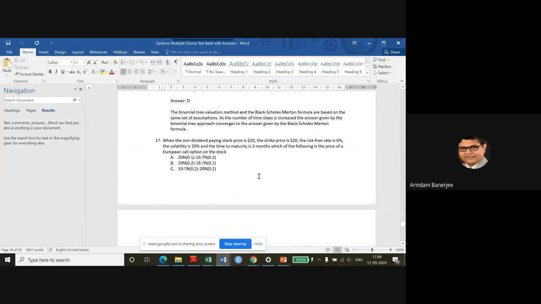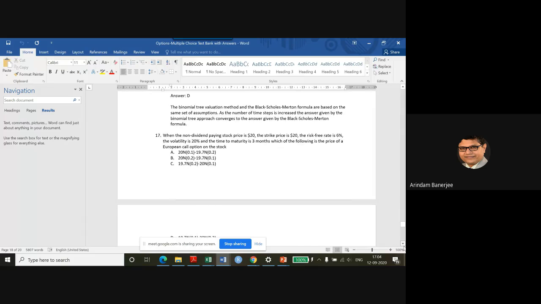This is question number 17. When the non-dividend paying stock price is $20, the strike price is 20, the same, the risk-free rate is 6%, the volatility is 20%, and time to maturity is 3 months. Which of the following is the price of a European call option on the stock?